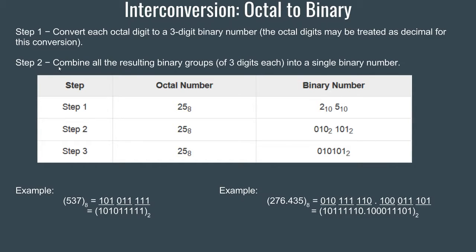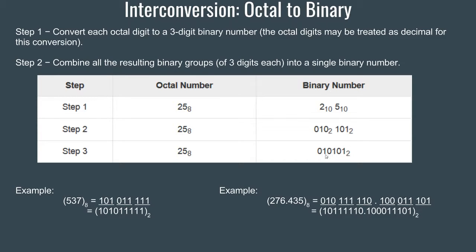Now in the next step, that is the last step obviously, combine all the resulting binary groups into a single binary number. Over here we have two binary groups, that is 010 and 101. So we can combine them to give 010101. We have just combined them, nothing special.